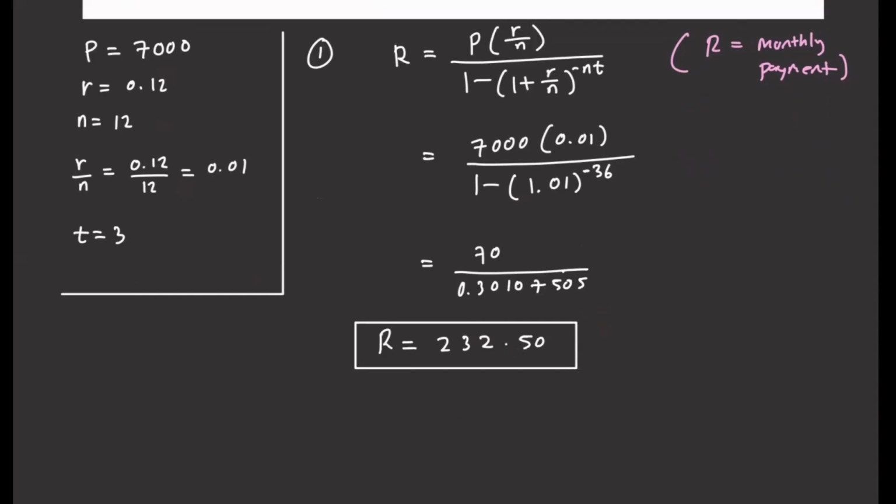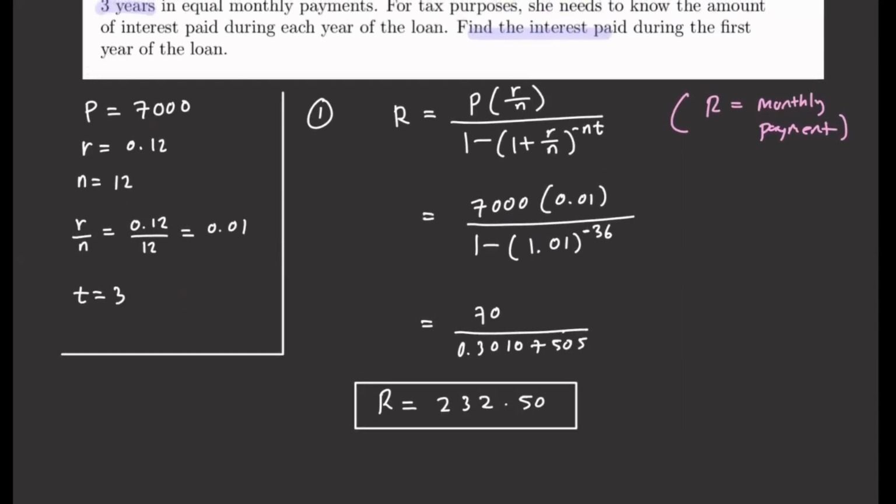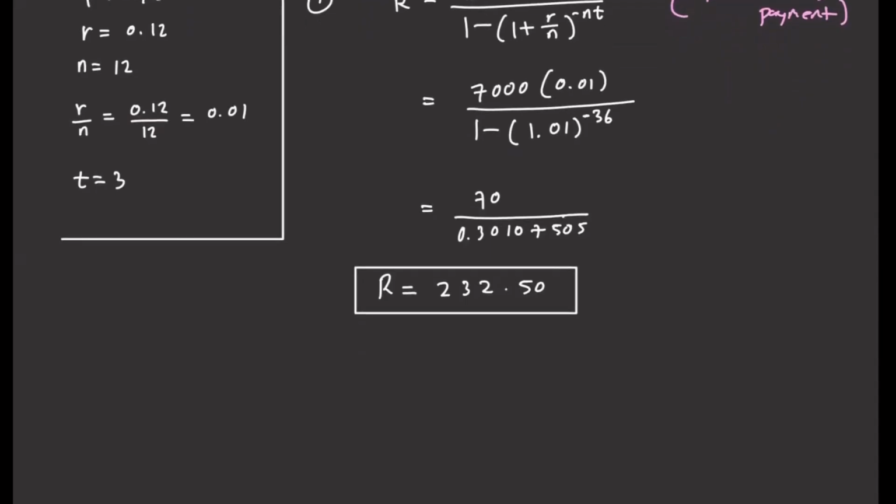Now the next step to this problem is to calculate what is the unpaid balance after 1 year. Because we want to calculate eventually the interest during the first year of the loan. So that means let's find out what is the balance or the unpaid balance after 1 year. So the second thing we're going to do is calculate the unpaid balance, which we're going to call P, after 1 year, meaning the person has been paying for 1 year.